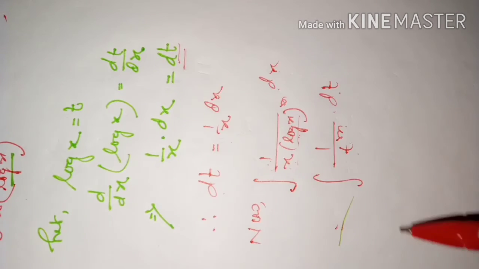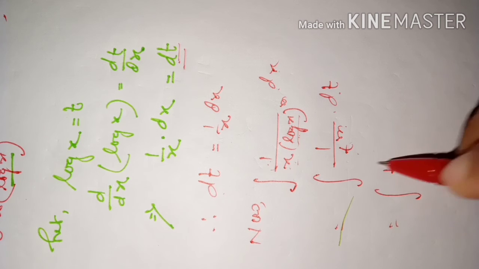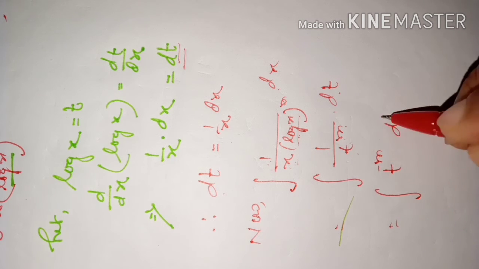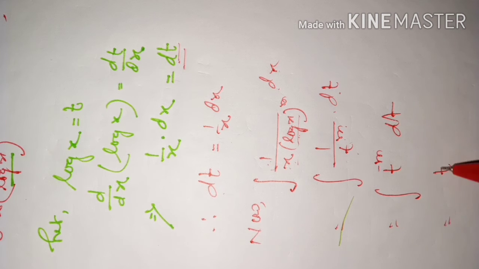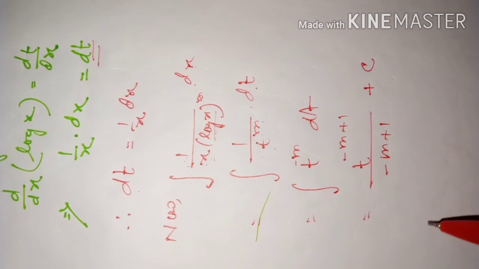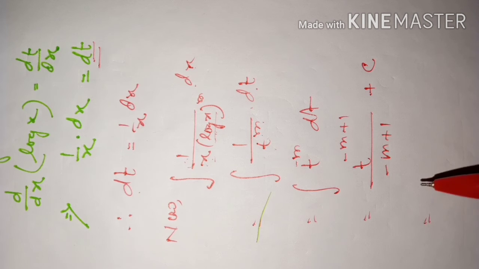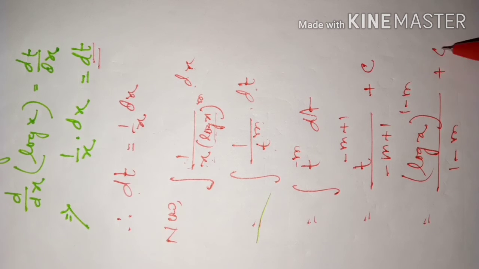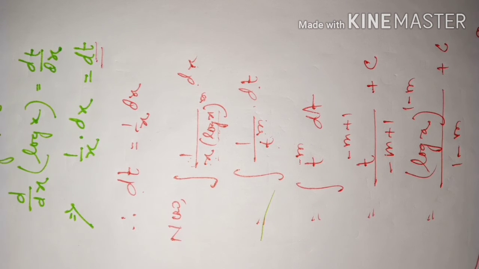So now, dear students, we can write it as integration of t to the power of minus m dt, because if you write it, the reciprocal will be negative. Now you apply t to the power of minus m plus 1 by minus m plus 1 plus constant c. Or t stands for what? Log x. So you will write here log x whole to the power of 1 minus m divided by 1 minus m plus constant c. This is our answer. Okay, dear students?